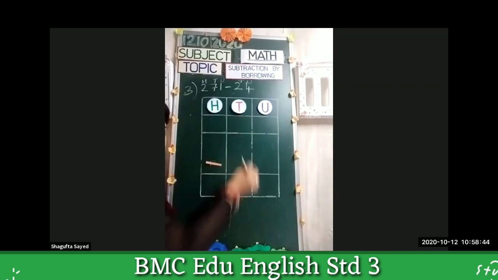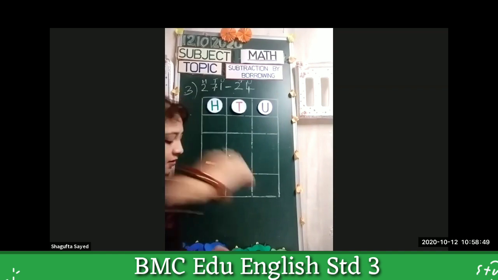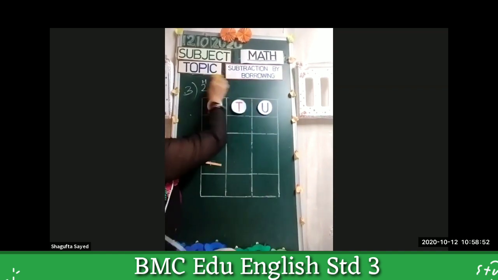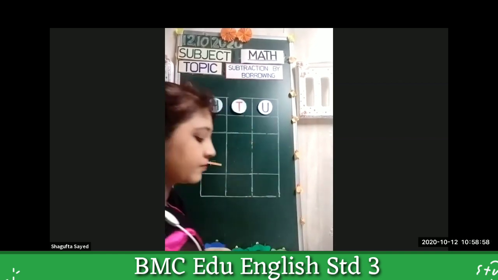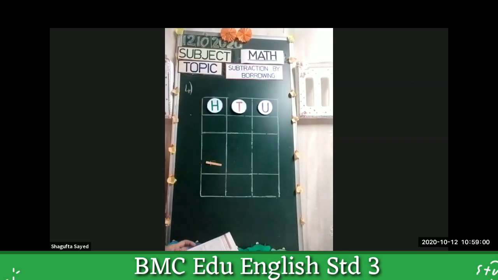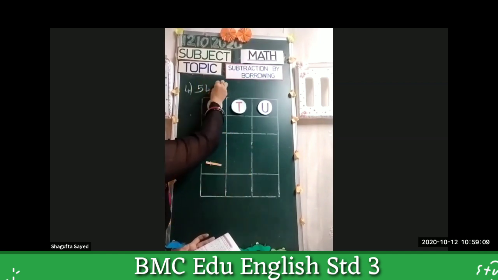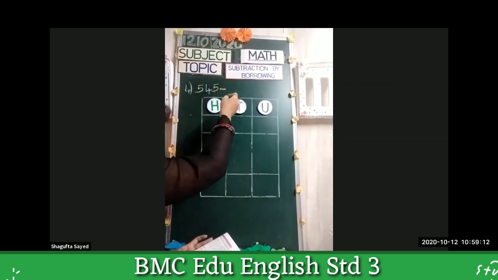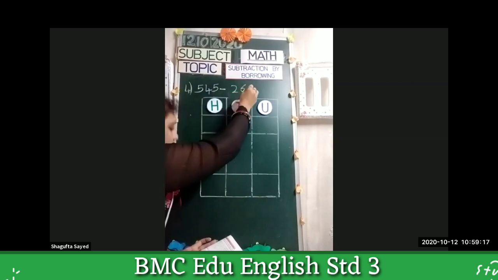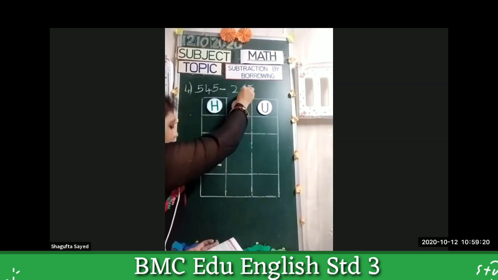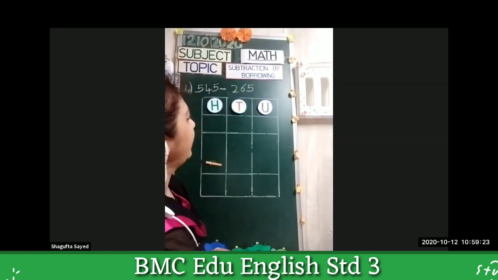Okay. Next sum we will do. Let me erase this. Fourth sum. We'll do the fourth sum. Now, 545 minus 265. Okay. Now, again what to do?